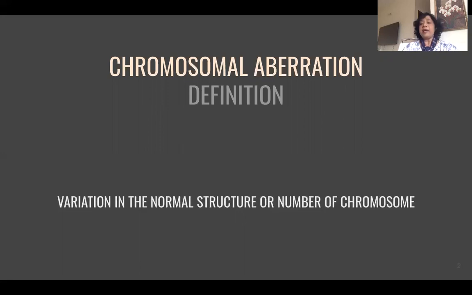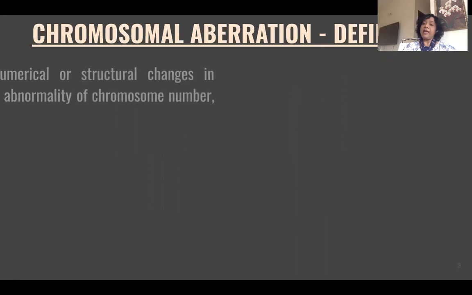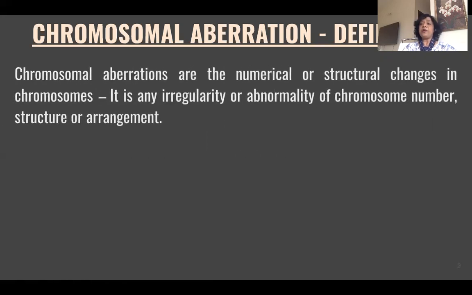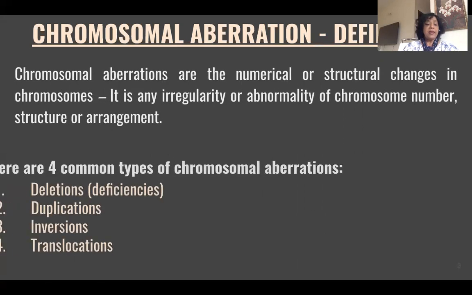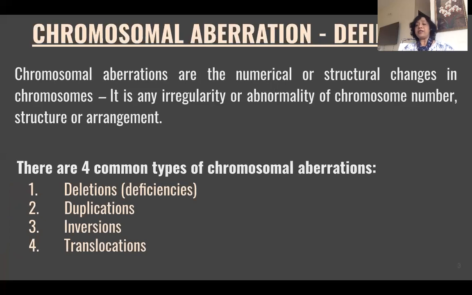So chromosomal aberration is any irregularities or abnormalities in the structure of the chromosome, the arrangement of the chromosome, the number of the chromosome, and all these lead to chromosomal aberration. In your syllabus, they have included 4 types of chromosomal aberration, namely deletion, duplication, inversion, and translocation.